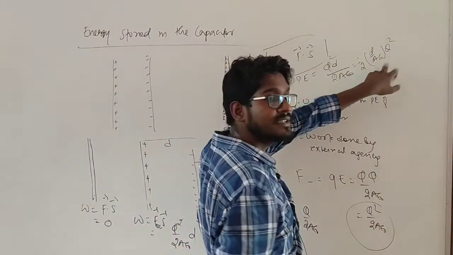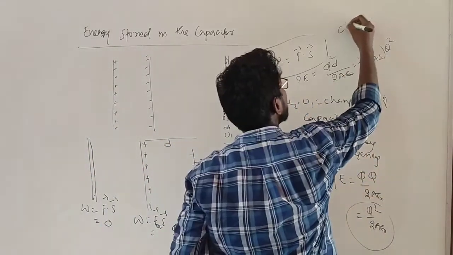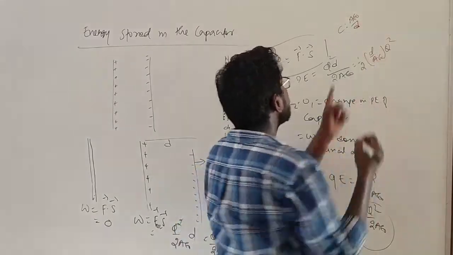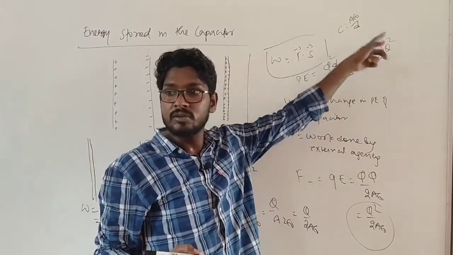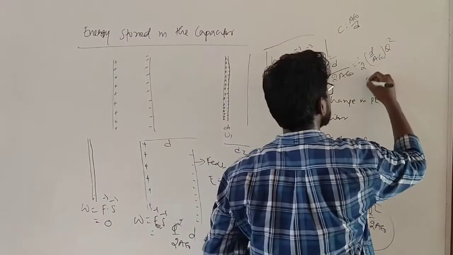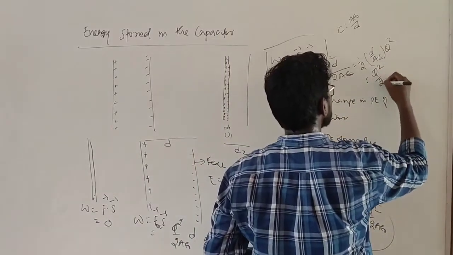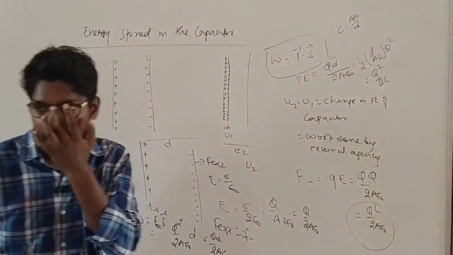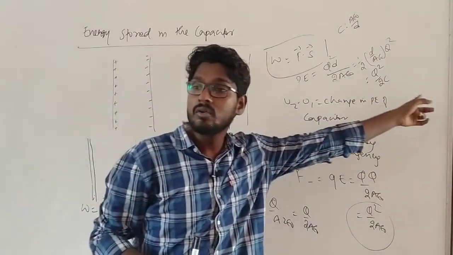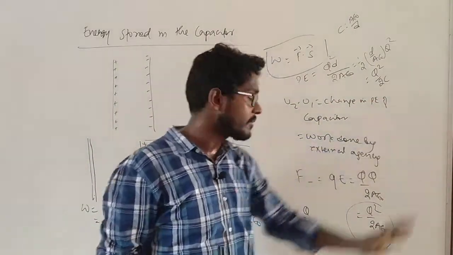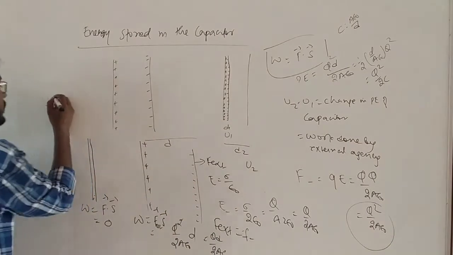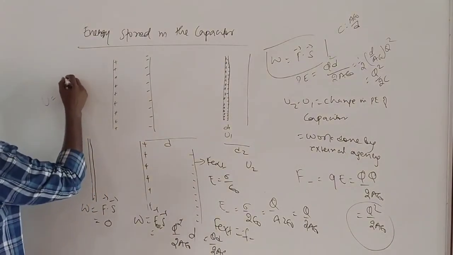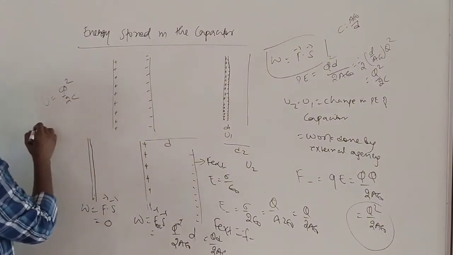This is 1 upon C, because C is equal to A epsilon naught upon D, so 1 by C is equal to D upon A epsilon naught. So this is 1 upon C, so what? Q square upon 2C. This is the potential energy, Q square upon 2C. So now your potential energy U is equal to Q square upon 2C.